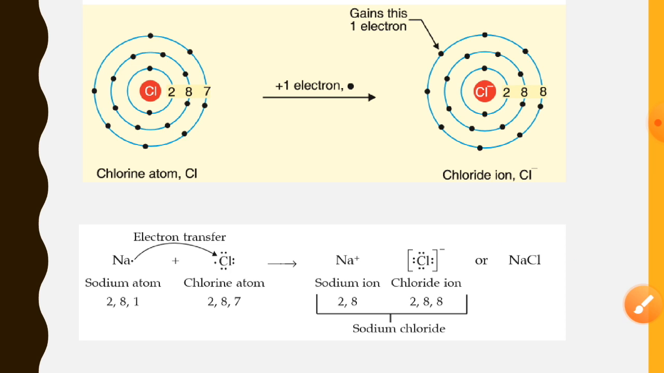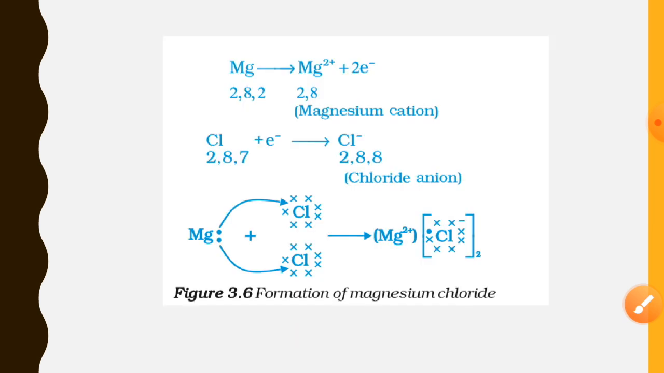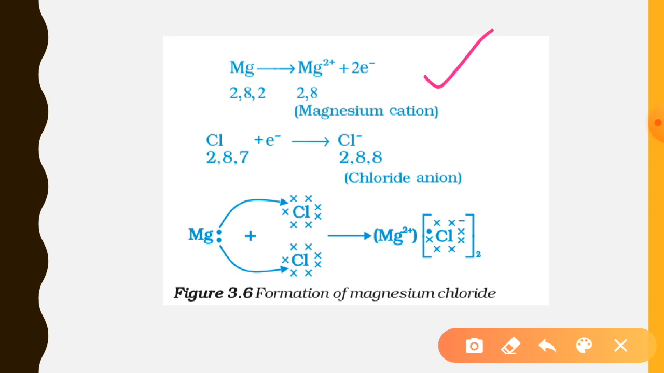Let's see the next example. On your screen is the next example. Look students, magnesium, as we know, will form Mg2 positive as its cation. Chlorine forms the chloride anion. So when they combine, one magnesium atom will lose 2 electrons, but chlorine accepts just 1 electron. That's why it will combine with 2 chlorine atoms.